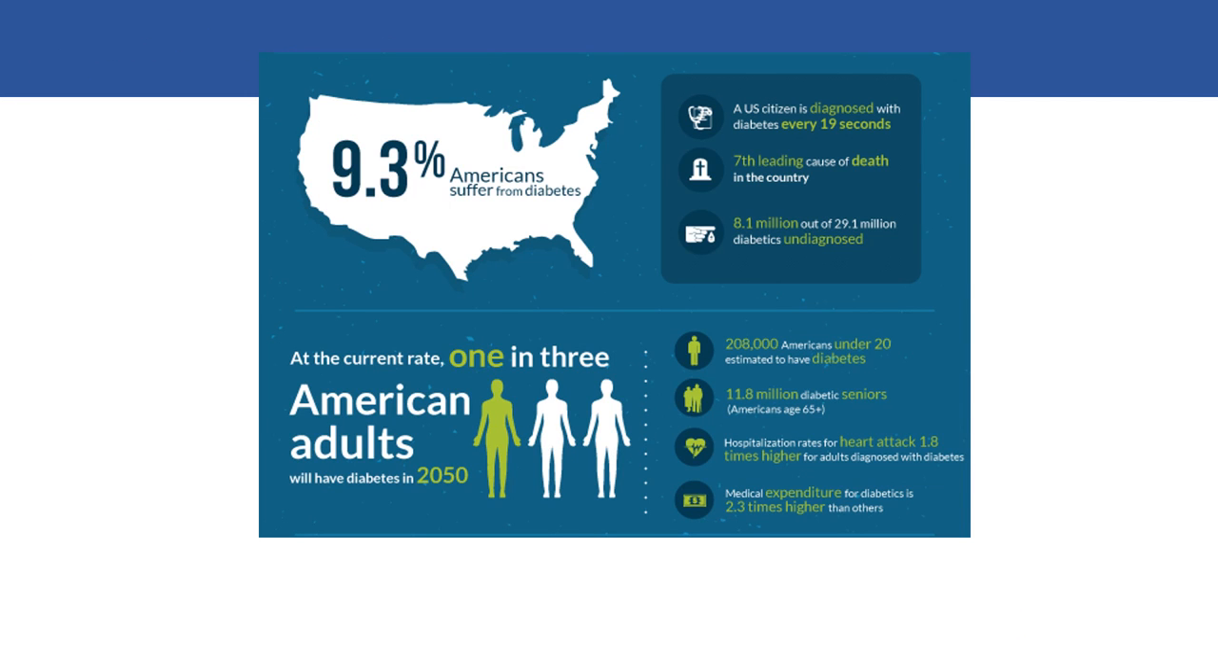Unfortunately, diabetes is increasing in prevalence. At the current rate, 1 in 3 Americans will have diabetes by 2050, and 9.3% of Americans suffer from diabetes now. It's the 7th leading cause of death in the country, and in a couple of years it'll be a lot worse. This is because of our diet. I'm not going to sugarcoat this. This is a significant problem, and as pharmacists you will see this problem on a daily basis.